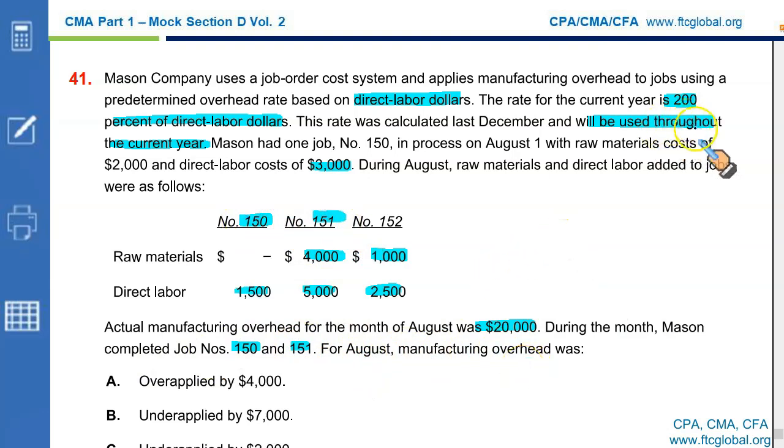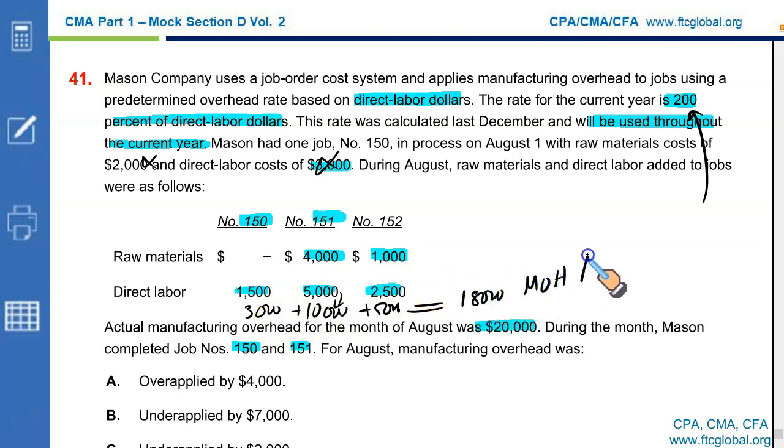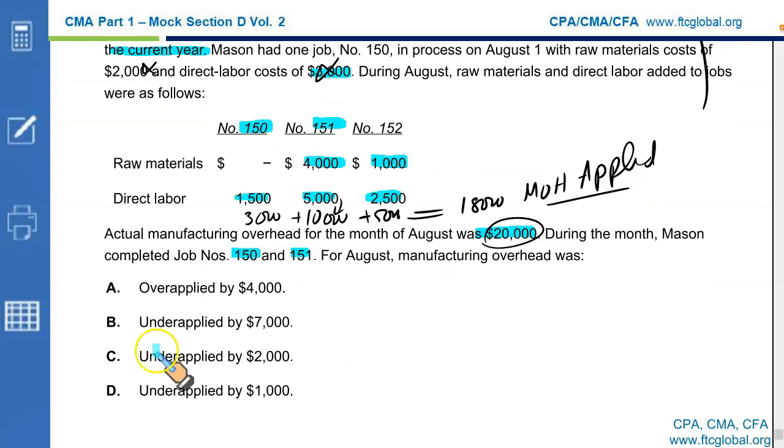Now we have just learned that the overhead is applied at the rate of 200% of direct labor. So for the month of August only, we are not concerned about what happened in the previous month. Just the current period direct labor cost is 1,500. The overhead is applied at the rate of 200% of this, which is going to be 3,000 for this job, 10,000, 200% of 5,000, and so on. So if you add all these or just take the total and then take 200%, your choice, it's going to be 18,000. This is the total manufacturing overhead applied. What the actual was 20,000. So you applied 18,000 and the actual was 20,000. That clearly means you underapplied. Your overheads were underapplied by 2,000.